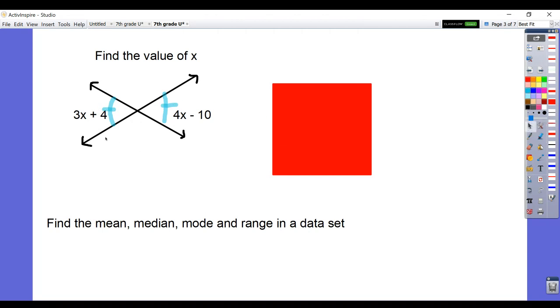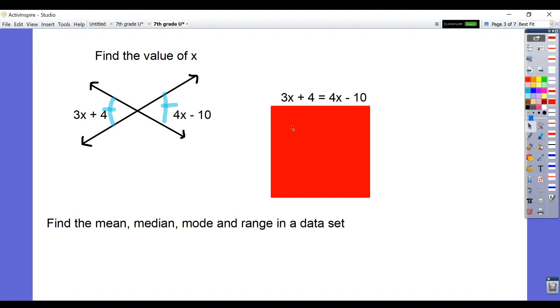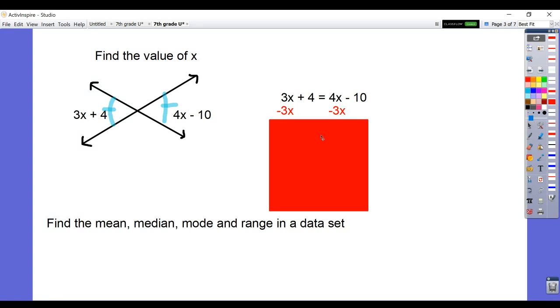So therefore, we know that 3x plus 4 is equal in measure to 4x minus 10. So 3x plus 4 equals 4x minus 10. These marks that I made here just show congruency. So what we would do is just go ahead and solve this like you would an algebra equation. You want to get the variable to one side, and you want to get the number portion to the other side. So I'd probably start by subtracting 3x from both sides.